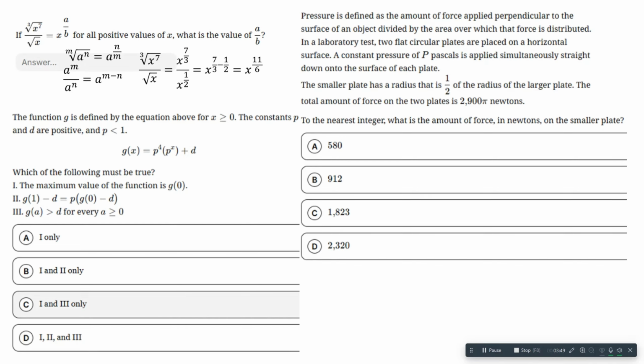So 5F equals 2900. Therefore, F, the force applied on the smaller plate, is 580. So A is the correct answer.